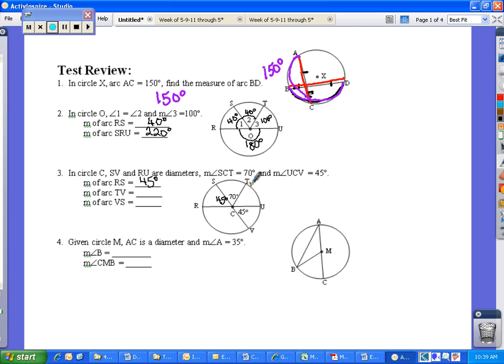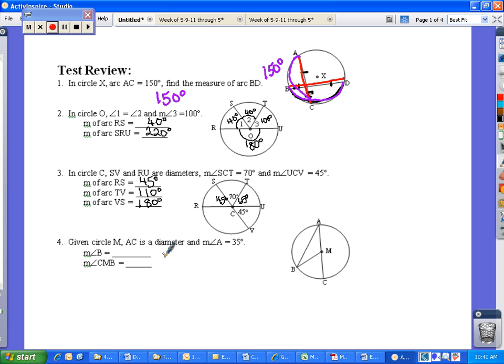TV is going to be the sum of this arc plus this arc. So therefore if this is 45 and this is 70, those two angles total 115. Therefore I'm left with an additional 65 to the 180, because all three of these should add up to 180 since it's a semicircle. So 65 plus 45 is 110 degrees. And then arc VS is going to be 180 degrees because VS is a semicircle.